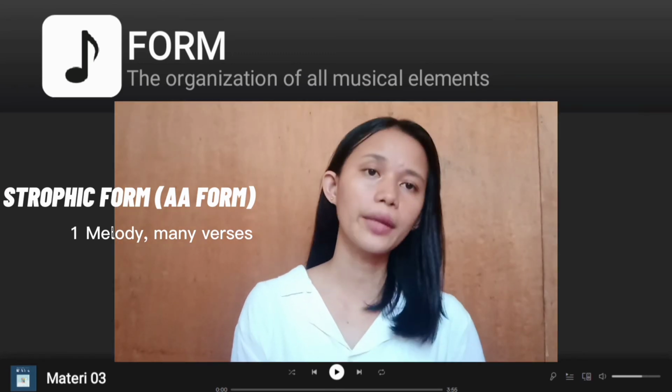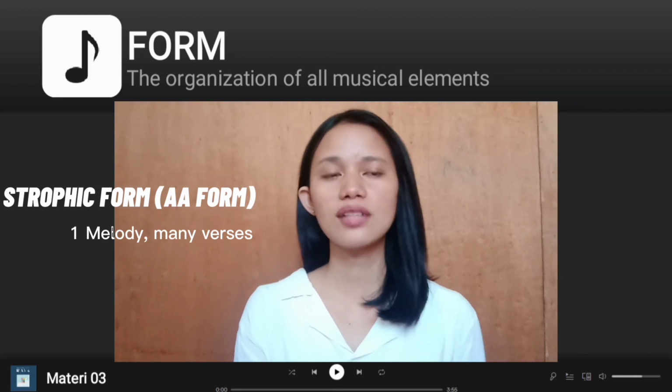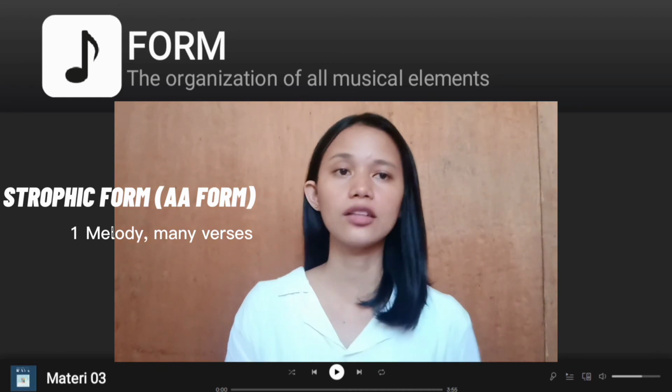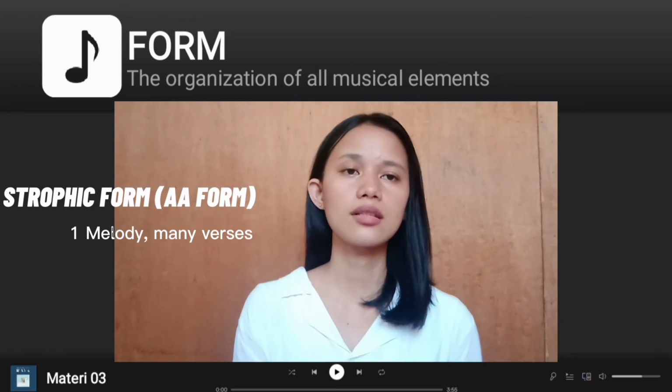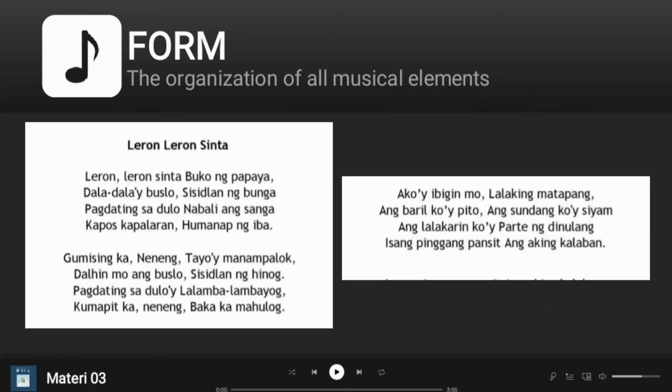Itong strophic form ay pwede rin nating tawagin na AA form. Na parang ito yung sign niya na nilalagay A sa stanza, tas A pa rin dun sa susunod na verse. Kasi nga, it has the same melody. So, example ng strophic form is itong Leron-Leron Sinta. Kung makikita natin yung first verse niya is Leron-Leron Sinta, buko ng papaya. And then, pag dumating sa second verse, yung tono ng unang verse ay ganun din sa pangalawa. And pag ganun din sa pangatlo.